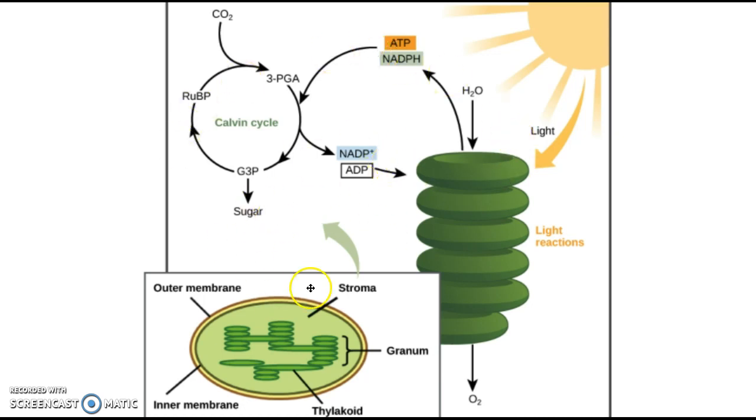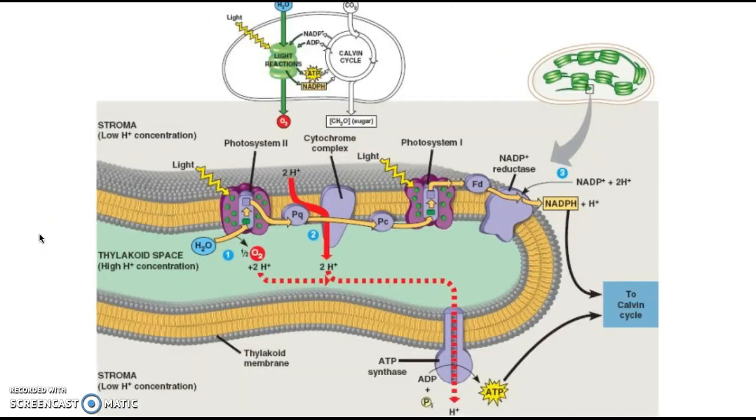All of this space outside of these thylakoids is where the Calvin cycle takes place, which is what this image is trying to show you. That CO2 is an input. This is the location of the Calvin cycle, and then the output is G3P or the sugar.